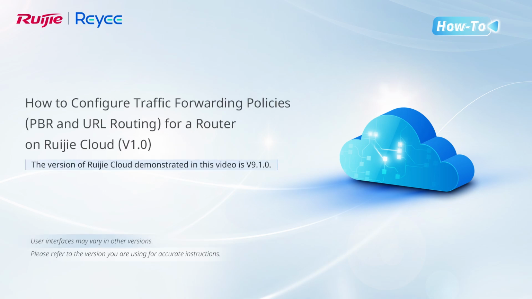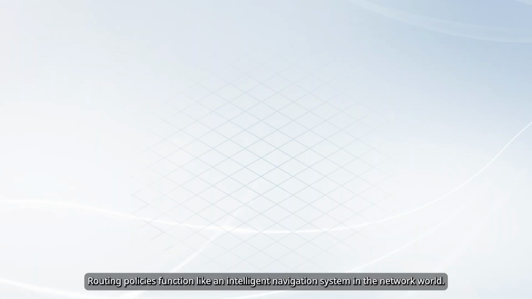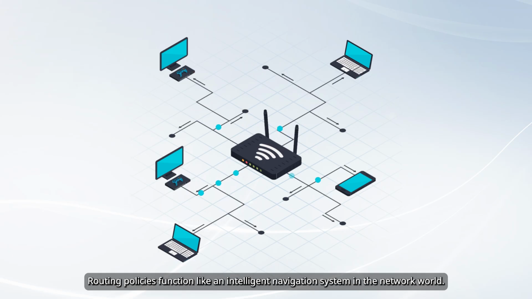This video introduces how to configure policy-based routing (PBR) and Uniform Resource Locator (URL) routing on Ruijie Cloud. Routing policies function like an intelligent navigation system in the network world.